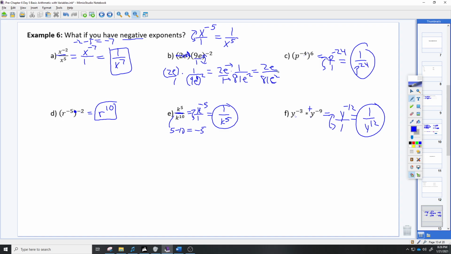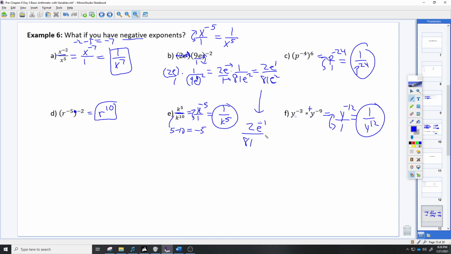But what we can do is subtraction with the e's. So we can do 1 minus 2. So let's put this answer down here. We still have 2. We still have 81. 1 minus 2 is negative 1. So that means we get e to the negative 1.